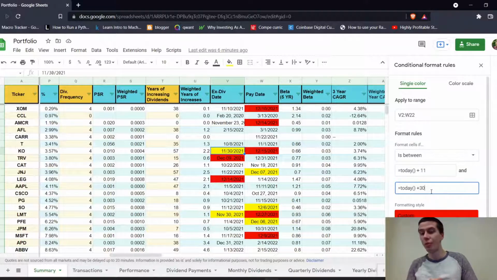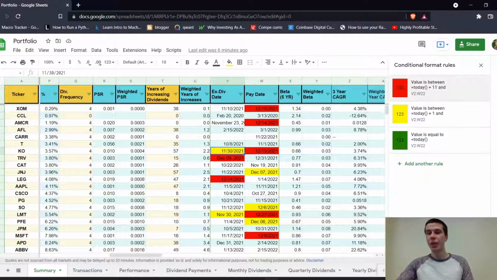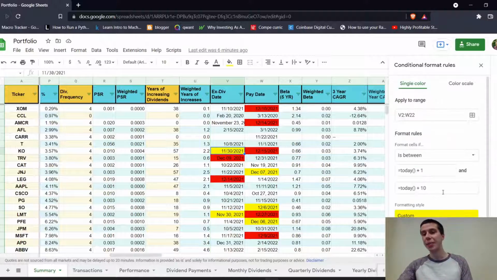So this is for the red one. I have equals today plus 11 and today plus 30. So that's going to basically make it red if it's between 11 and 30 days out. And then I do a similar thing for the yellow with "is between" today plus 1 and today plus 10.